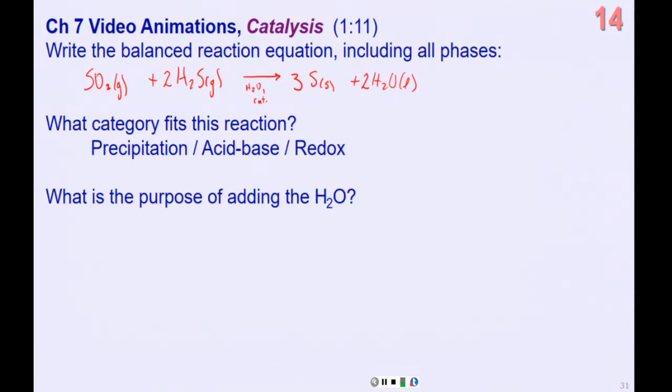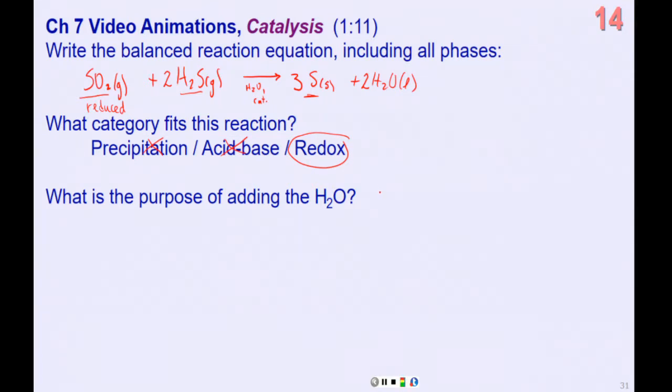What category fits the reaction? Is it precipitation? I don't see anything aqueous. Is it acid-base? Well, H2S might be an acid, but SO2 is certainly not a base, and H2S is a lousy acid, pretty wimpy. So it's redox. So what are we doing? We're turning a compound into an element, if you will. Or you could say you're reducing, this SO2 is getting reduced to sulfur. Taking the oxygen away from it is reduction.